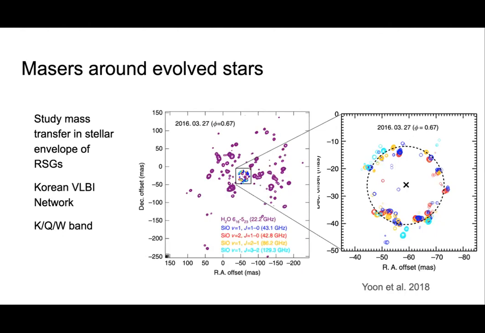What I forgot to say here is that angular resolution is also very important, because these shells are between 4 and 20 astronomical units in diameter. So all of these require high angular resolution observations.